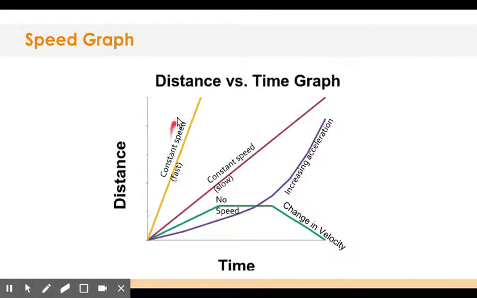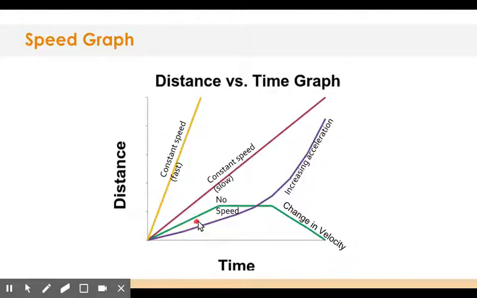And so you see these different types. There's a constant speed going fast. The distance is increasing in a short amount of time. There's a constant speed going slow here. The distance is increasing, but not as quickly. And so you see for these two to get to the same spot, it took a lot more time for the purple one.